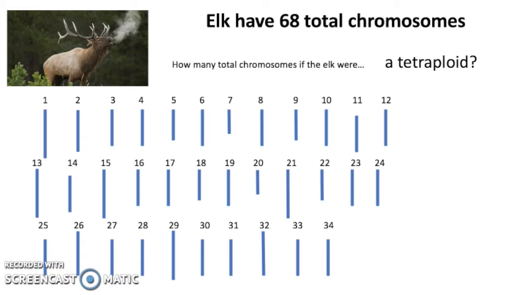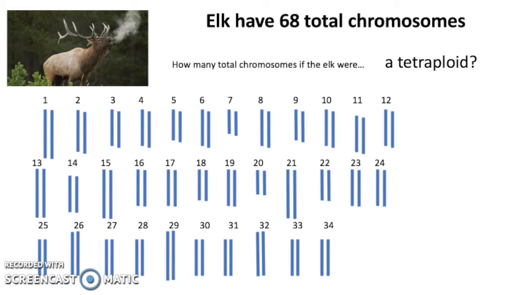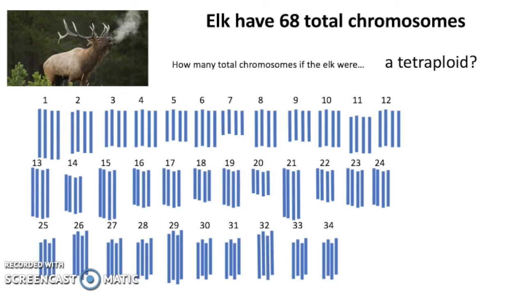It asks how many total chromosomes the elk would have if it were actually a tetraploid, so tetra meaning 4. So instead of just the typical diploid that most of these mammals are, tetraploid would mean that we have 4 of each type of chromosome within there. So you would take 34, which was the original number of types of chromosomes, and multiply that by 4 and get 136.